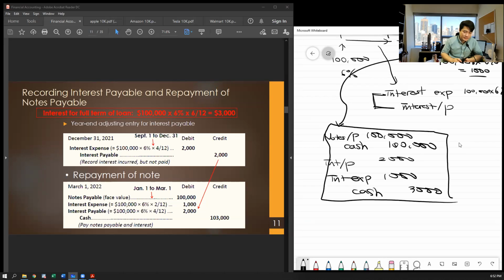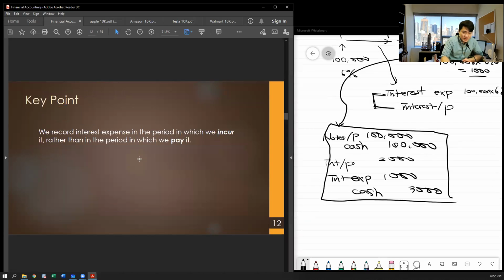This is a journal entry for the notes. I mean, we pretty much did this on chapter 3. So hopefully everyone is on board with this. Any questions on this? Okay, good.